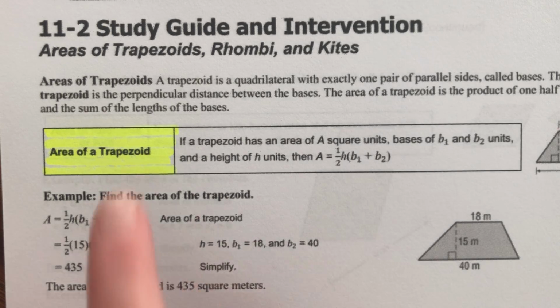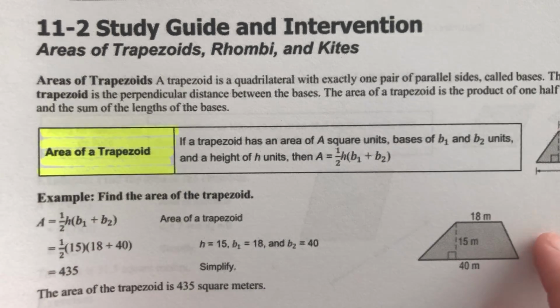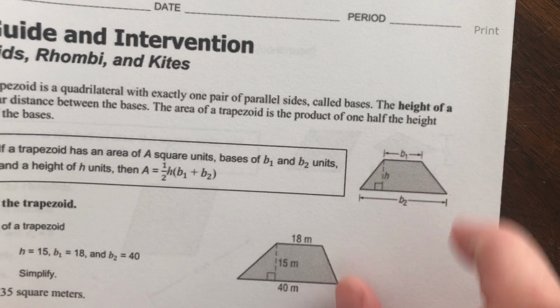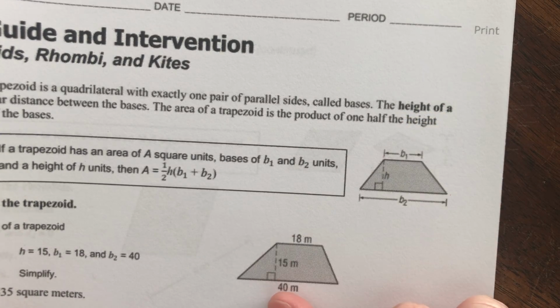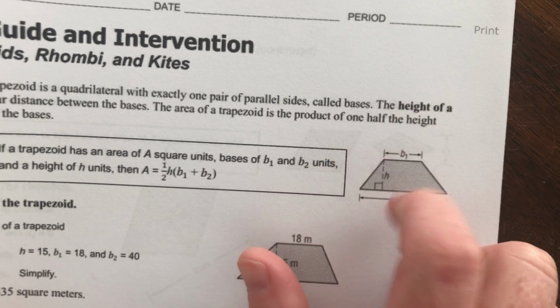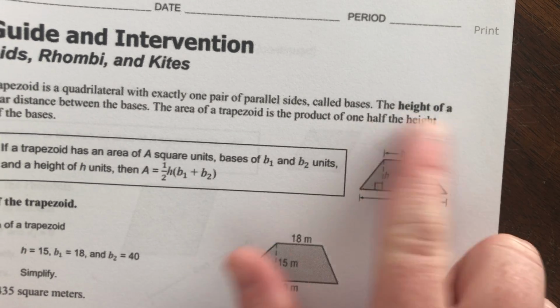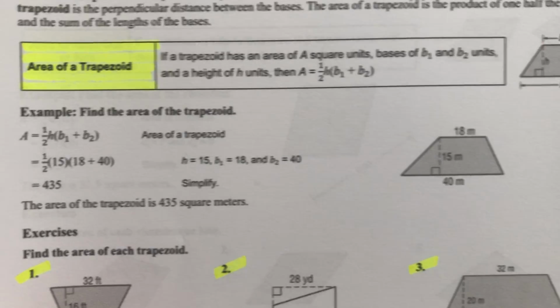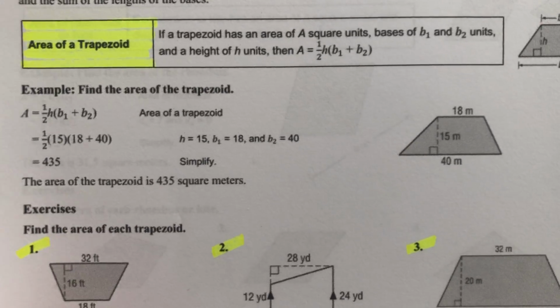All right, so for the area of a trapezoid, remember a trapezoid is a quadrilateral, a four-sided shape, where only one pair of opposite sides are parallel. So the sides here are not parallel. The top and bottom are parallel. So that makes this a trapezoid, okay? Could be an isosceles trapezoid, doesn't have to be, doesn't matter if it is or not.